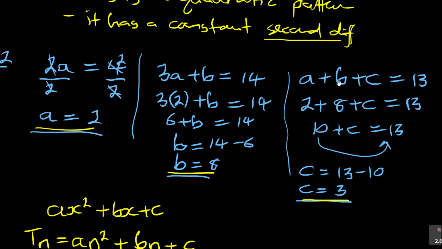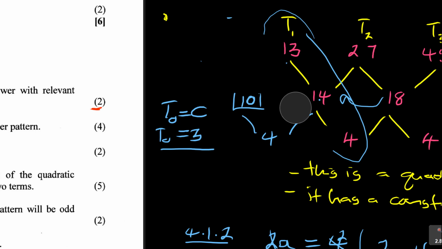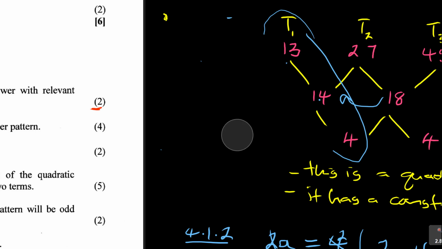So you are able to first find A using 2A, find B using 3A plus B, and instead of going to A plus B plus C, you can work backwards to find T0 to get your C. It's up to you. Alright, but that was something I just wanted to bring across here to say you can literally use that. Alright, but now let's move on.